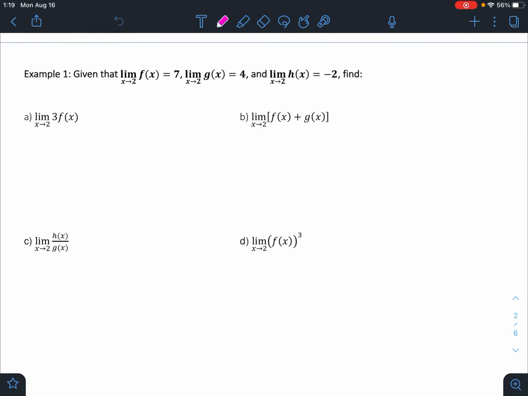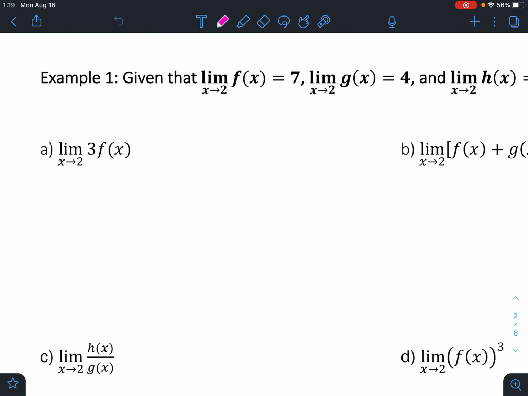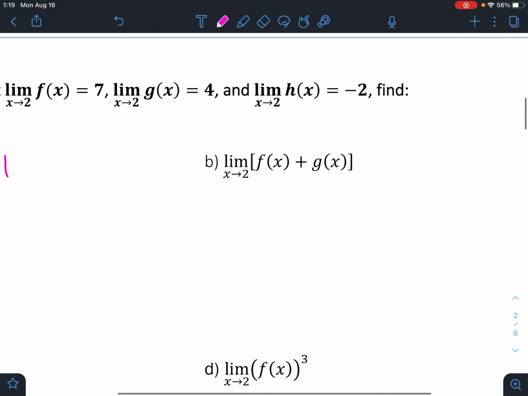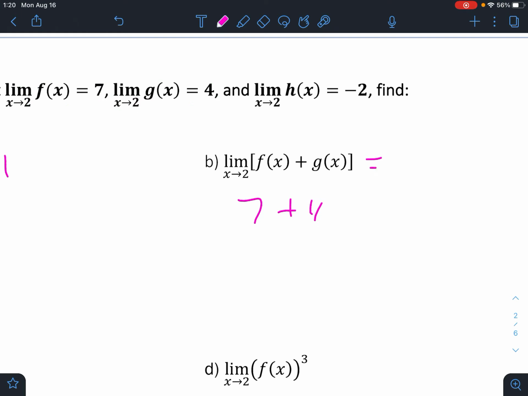All right, so given that the limit as x approaches 2 of f is 7, the limit as x approaches 2 of g is 4, and the limit as x approaches 2 of h is -2, we're going to find a couple new limits. So the first one says find the limit as x approaches 2 of 3 times f. So that's using our scalar multiple property. That's just going to be 3 times 7, which is 21. And then for b, the limit as x approaches 2 of f plus g, that's just going to be 7 plus 4, which is 11.